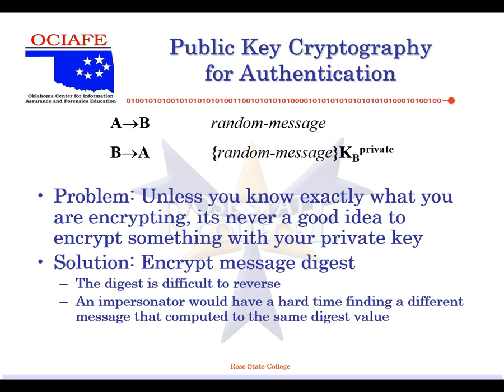Okay, a little bit about public key. We take a message, we encrypt it with a private key, then the only one that can open it is the public key. We're going to do a project in this, and we'll talk about it next week. But unless you know exactly what you're encrypting, it's never a good idea to encrypt something with your private key. Instead, encrypt the digest. This says a person would have a hard time finding a different message that computes the same digest.